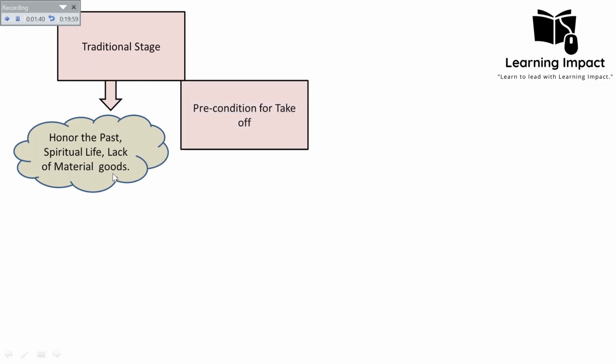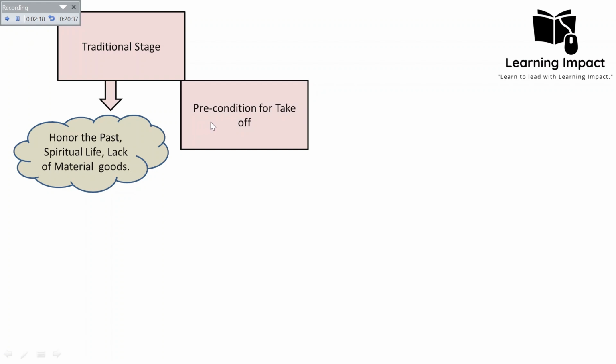This traditional stage was then translated into the precondition for takeoff. Society then shifted into another stage, the second stage in his 5 stages of economic development, the precondition for takeoff, which means a kind of preparatory phase for takeoff. What is this precondition for takeoff? At this stage, Rostow believed that there is commercialization, the process of managing or running something principally for financial gain, meaning that individuals now start thinking about financial gain. They are now giving importance to material goods also.